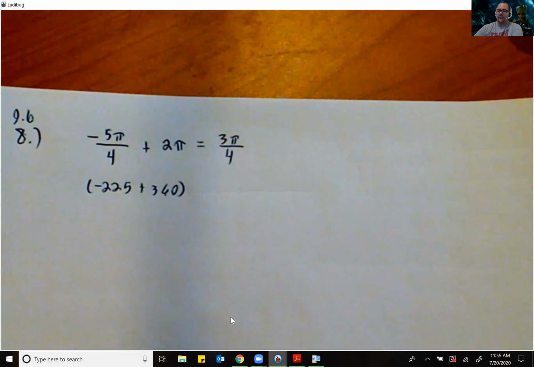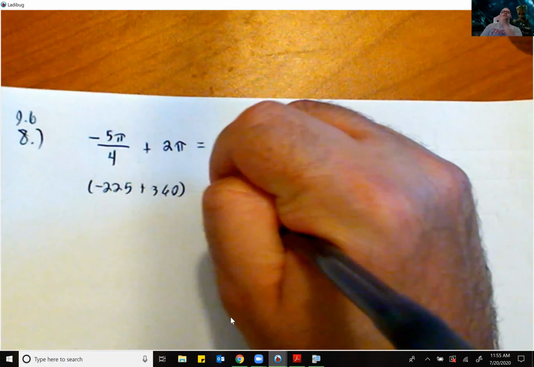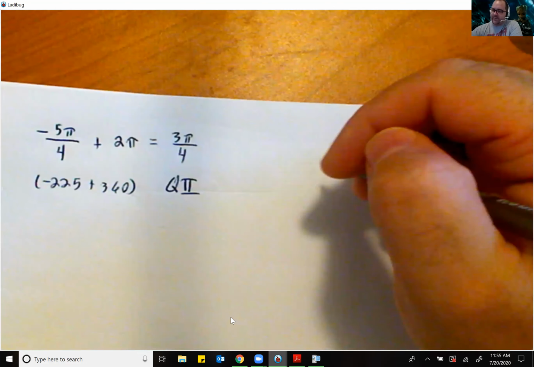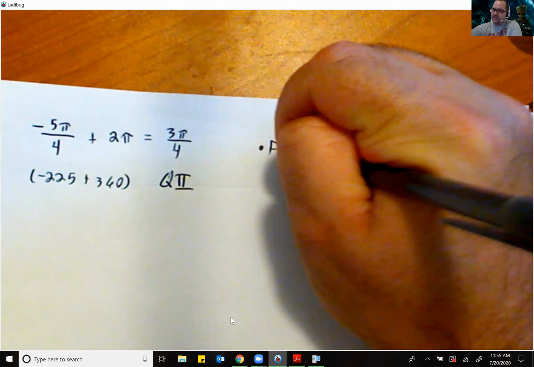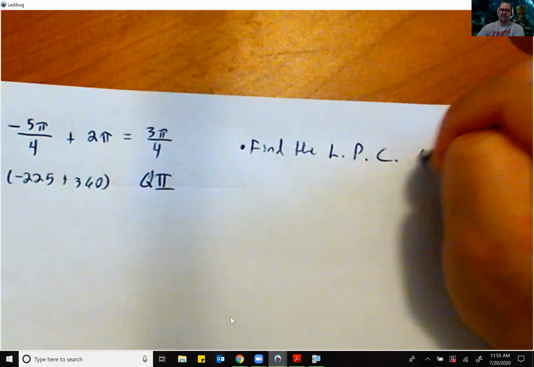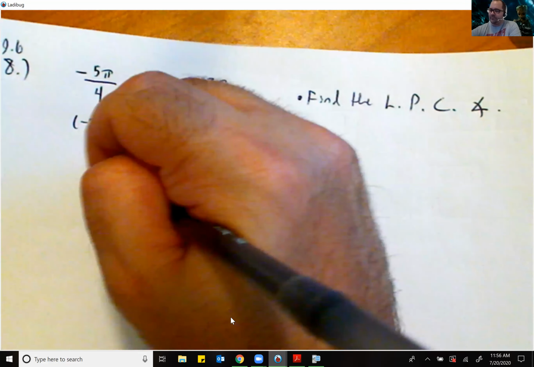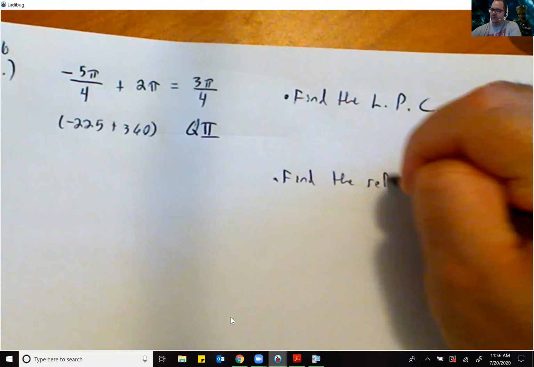Okay? Now that we know this angle, and this is in quadrant 2, we're going to use reference angles to help us out, because all the reference angles come from quadrant 1. So let me write down some steps real quick. The first thing we did: find the least positive coterminal angle. That's what we did right there. Now, the next part we're going to do is find the reference angle. So remember, find the reference angle.